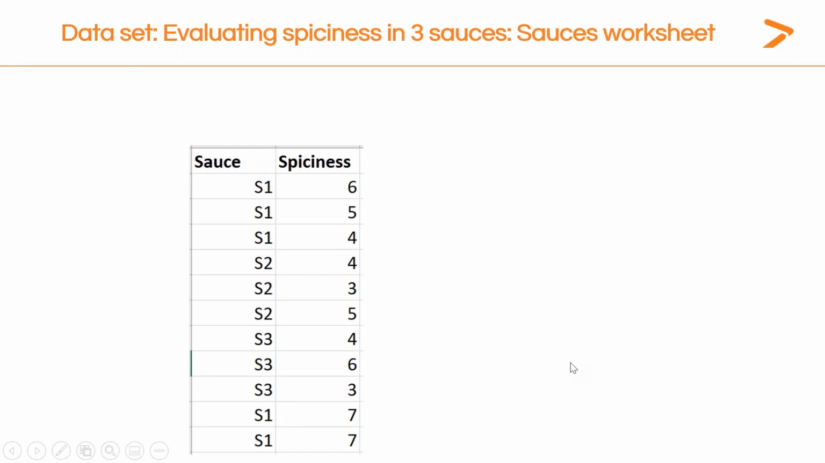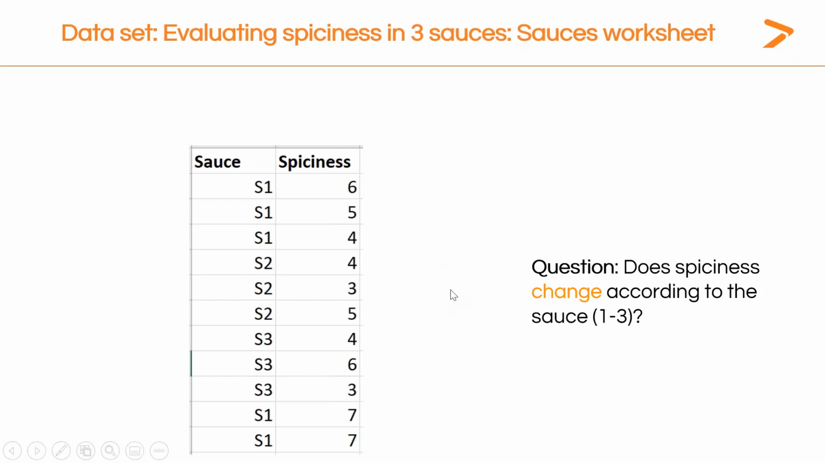Here's the data set we'll be working on until the end of the webinar. A data set where the spiciness of three sauces has been evaluated by judges. Here you see that you have three sauces, S1, S2, and S3, and each one of them has been tasted several times, and the spiciness every time has been recorded. The question we ask: does spiciness change according to the sauce, S1, S2, and S3?